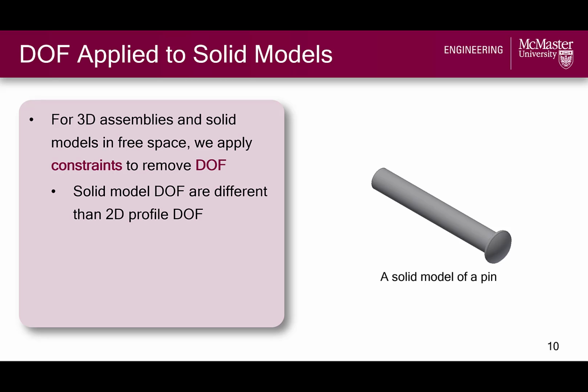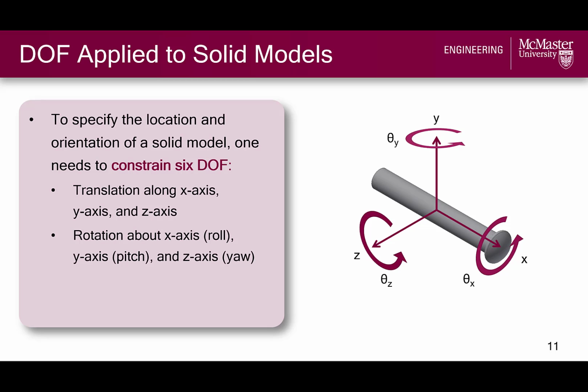Consider this pin as an example. Assuming that it is a rigid body in free space, it has 6 degrees of freedom. 3 degrees of freedom in translation along the X, Y, and Z axes, and 3 in rotation about these axes, which have special names of roll, pitch, and yaw, respectively.